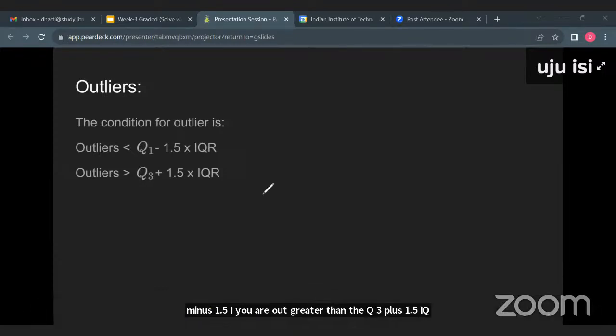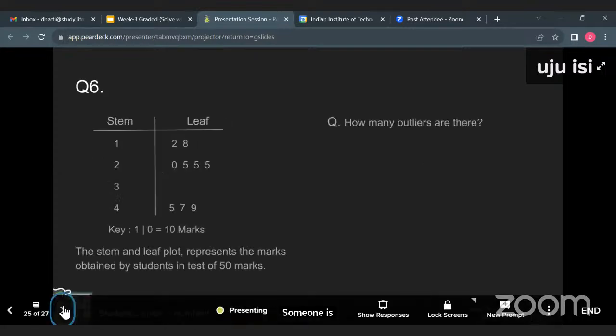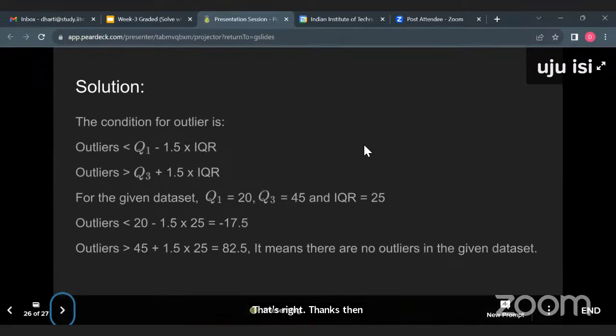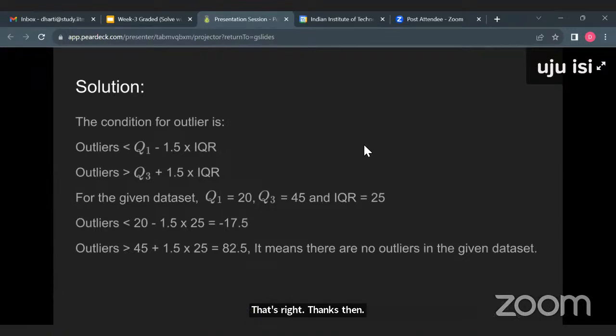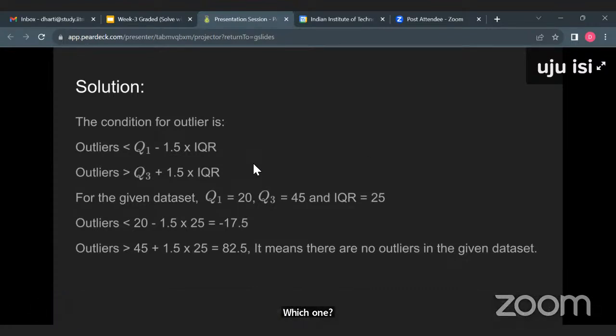Ma'am, I also have a doubt. Yes, please. Ma'am, I also want to know why you say that it doesn't have any outliers? Yeah, sure. Ma'am, your voice is not clear. Ma'am, I have a doubt in the stem and leaf concept. After this, ma'am, please clear my doubt. Which one? Stem and leaf, ma'am. Yeah, please. Yes, okay, sure.